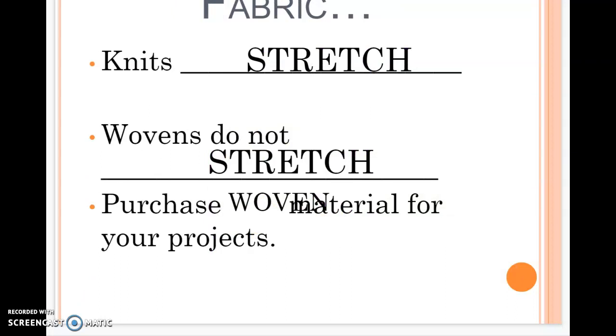All right, so we know that knits stretch. Woven fabrics do not stretch, and when purchasing material for our projects here at school, you want to choose a woven material, no knit materials, please. Okay, so that is the end of our presentation. Now I want you to go and fill out the worksheet, watch the video links that are also created.